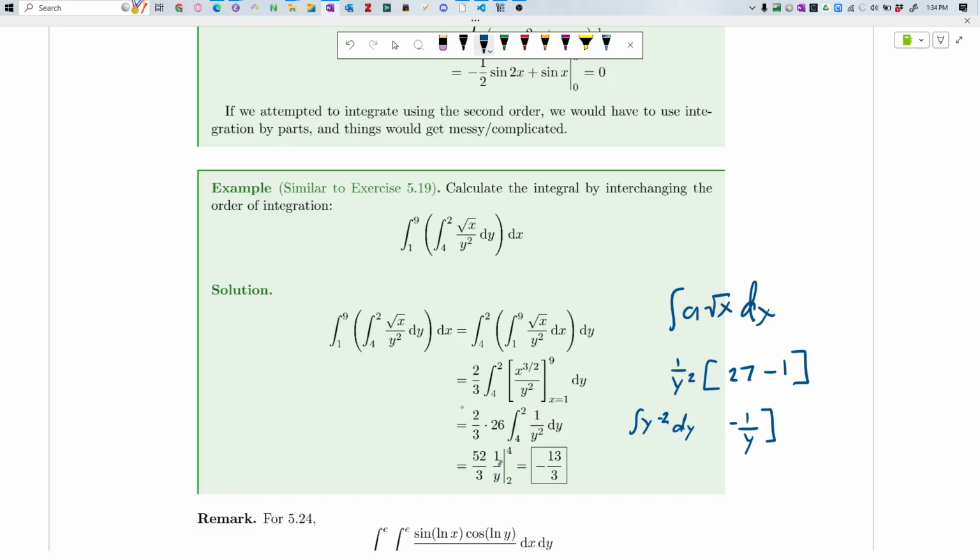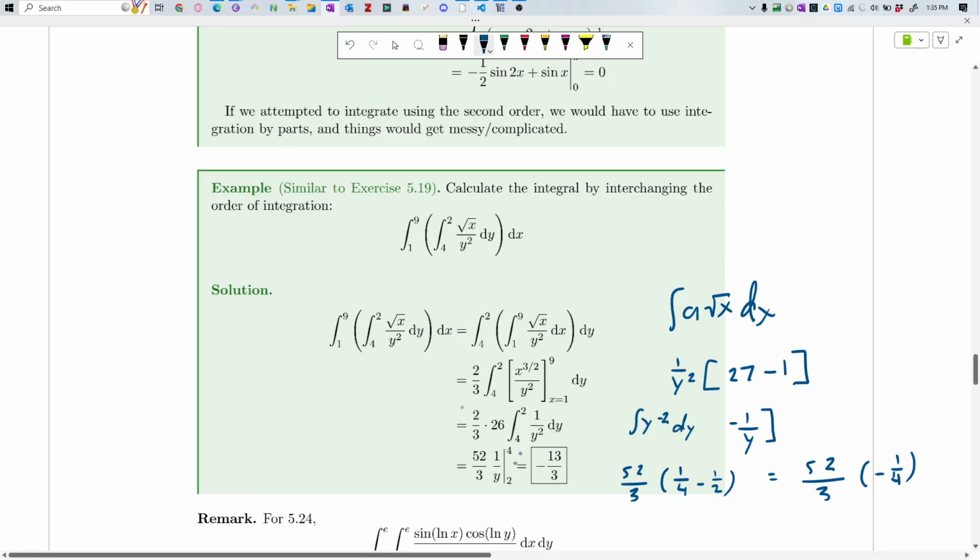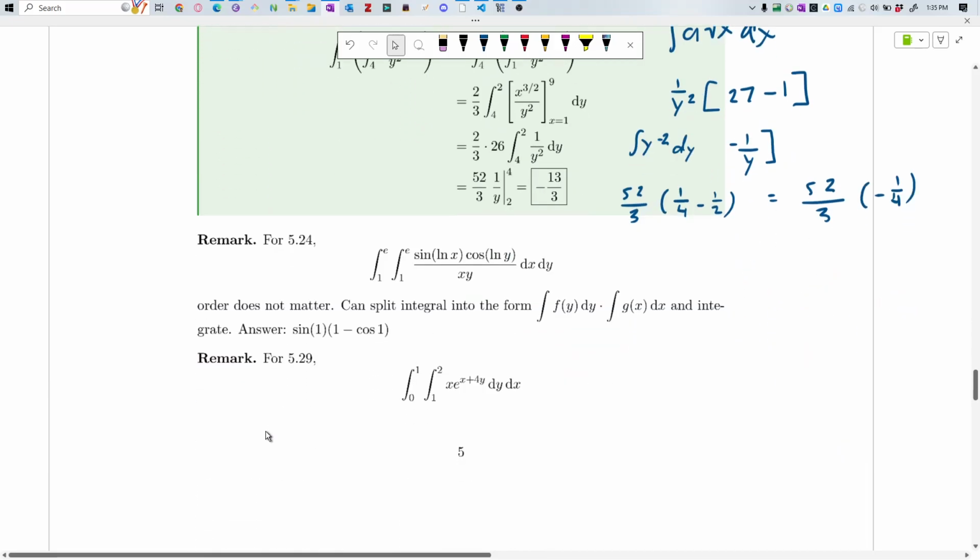So by absorbing that negative, I flip the evaluation order, and that'll leave me with 52 over 3, 1 over 4 minus 1 over 2, which gives me a negative 1 over 4. And, well, there's some simplification, 26, 13, yeah, so I have it written there, it becomes negative 13 over 3 when you do the calculation. Okay.